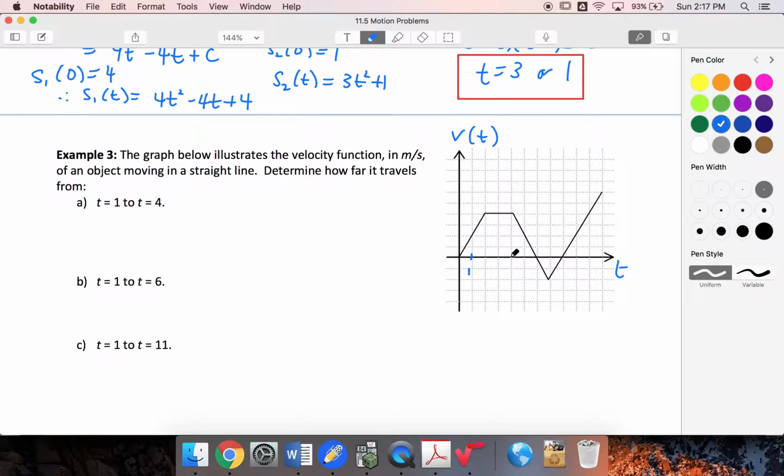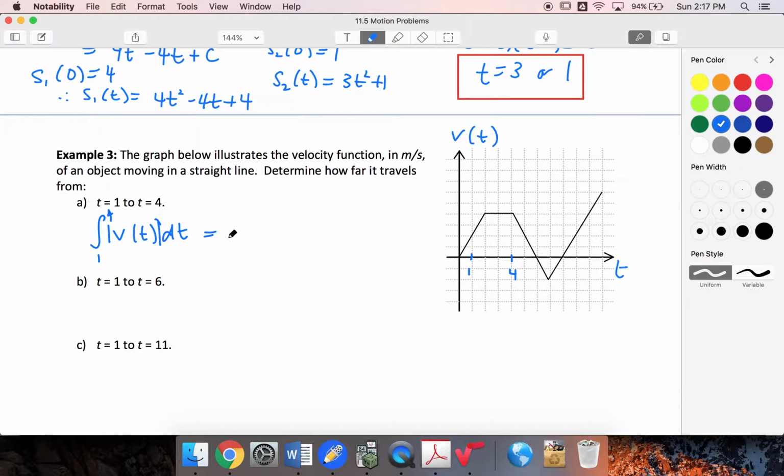2, 3, 4. I should have a scale on here, but I don't, so I'm just going to assume that we're counting by ones. So from t equals 1 to 4, my total distance is going to be the integral of the absolute value of my velocity function, but I can see that it's always positive here, so I don't need that. So I'm integrating from 1 to 4.